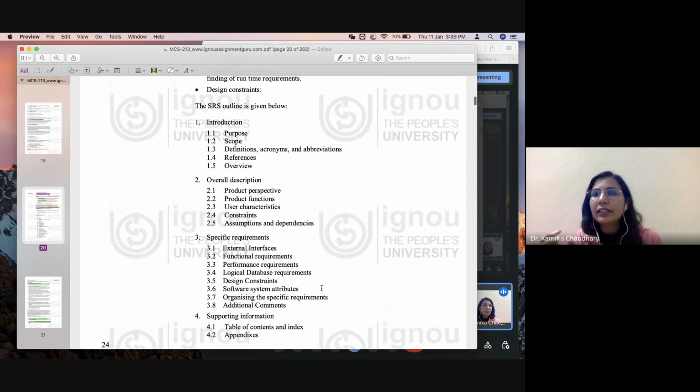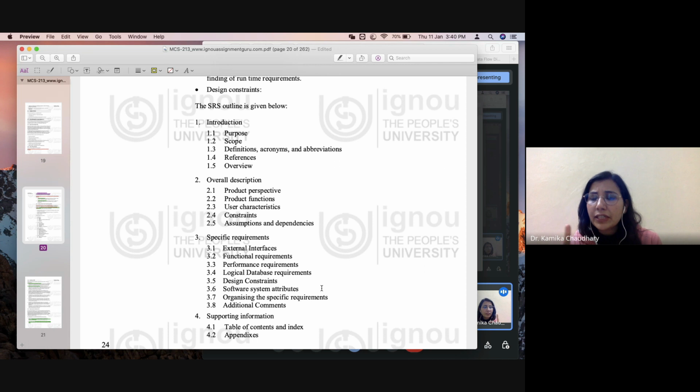So it is not like we'll just remember one line or two lines about the SRS. Just try to imagine the situation that this is the entire file which has all the points written, and the requirement analysis team needs to mention very specifically, very clearly, all these points. Only then will this document be handed over to the design team.